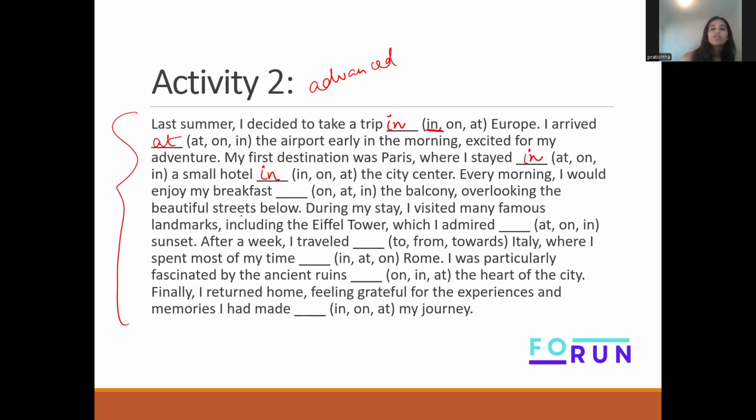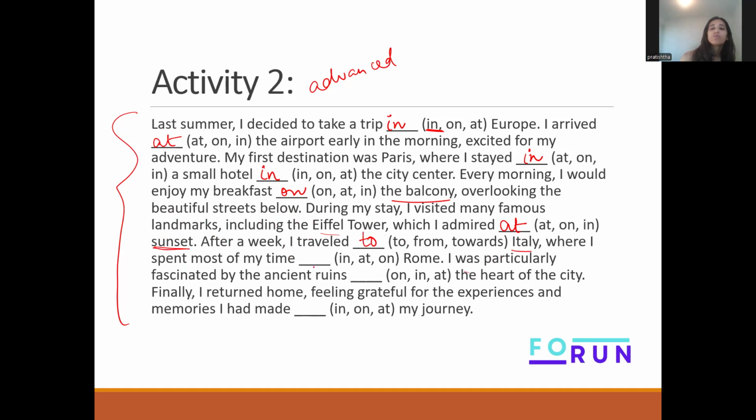Every morning, I would enjoy my breakfast on the balcony, because you always sit on the balcony, overlooking the beautiful streets below. During my stay, I visited many famous landmarks. Landmarks are like monuments or favorite places, like touristic spots, including the Eiffel Tower, which I admired at sunset. Particular time, sunset.